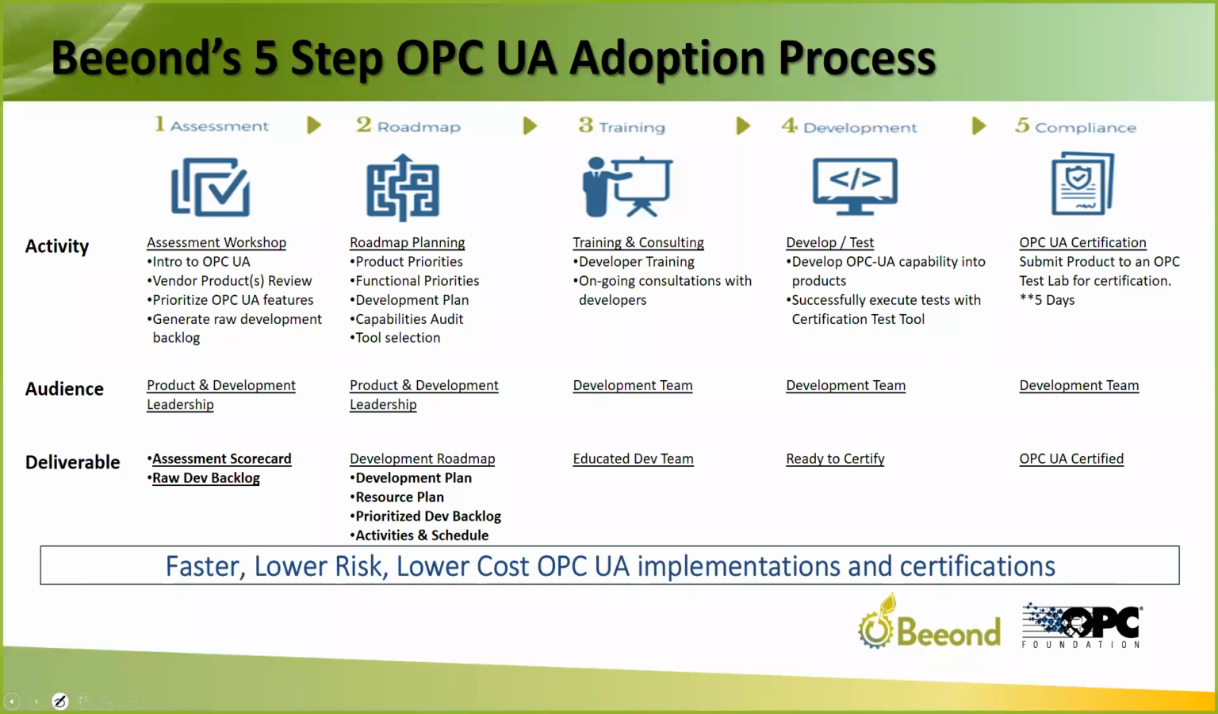At the end of the assessment and roadmap, there's a development plan, as shown there at the bottom. The development roadmap and plan define all the development activities and prioritize the backlog. So coming out of the roadmap, the customer is ready to start their first OPC UA development project. And of course, we have the other steps to support the output of the roadmap, what's in the plan.